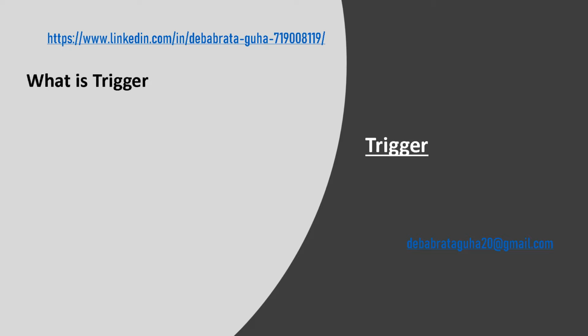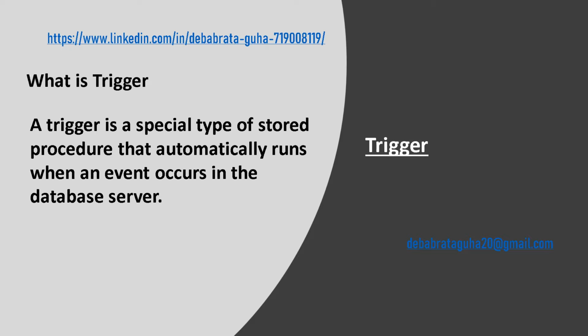So it is called a trigger. As a definition, we can say a trigger is a special type of stored procedure that automatically runs when an event occurs in the database server. So let's explore what a trigger is.